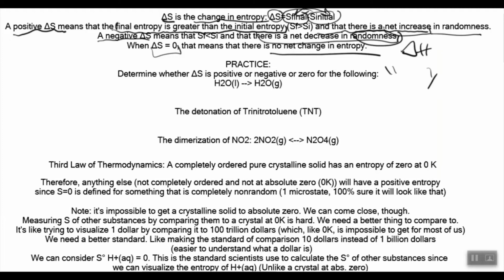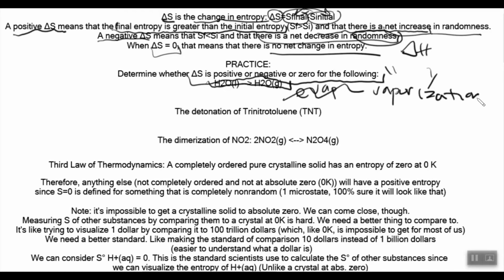Let's do some practice. Determine whether delta S is positive or negative or 0 in the following. So the first one, it looks like the reaction is a physical change, and this change is converting the liquid water to gaseous water. And that would be a process you could call evaporation, but it's usually called vaporization. So in vaporization, the liquid turns into a gas.